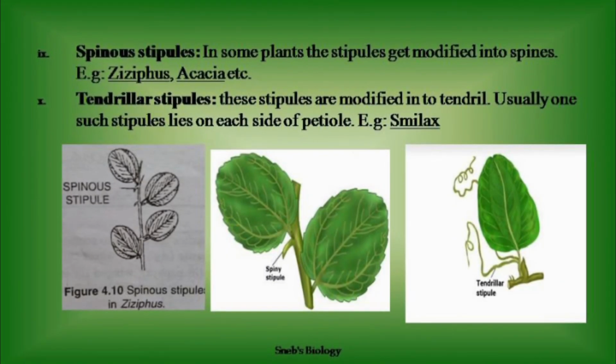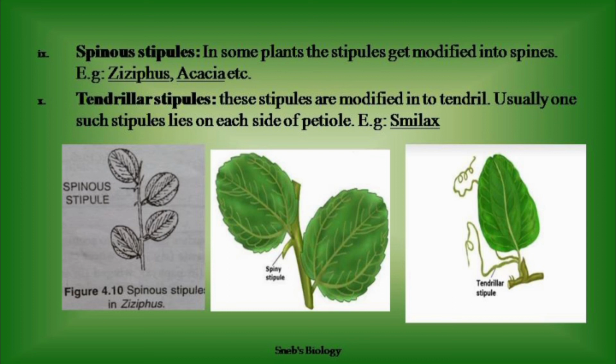Next, if the stipules are modified into spiny structures, then they are known as spinous stipules. Instead of delicate green structures, they become pointed green or brownish structures. For example, Ziziphus, including all the varieties of berries, has two stipules which are modified into spiny structures.